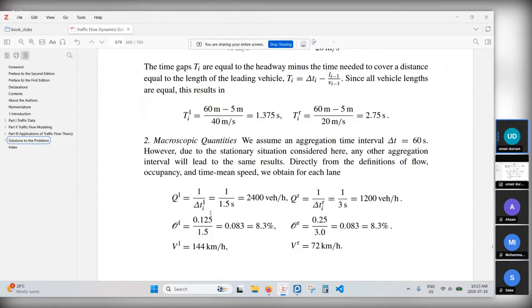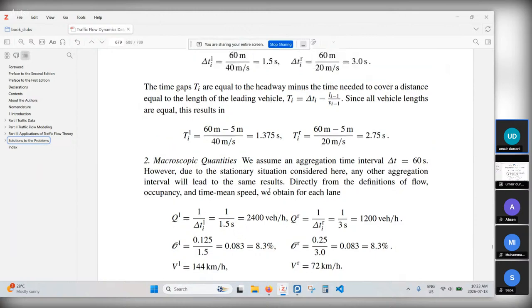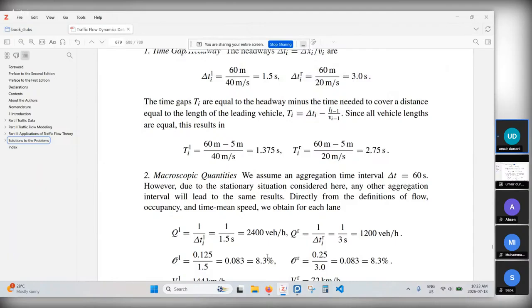So since all vehicles are moving at the same speed, the average time headway is also going to be the same, which is 1.5 seconds, which we estimated in the previous answer. So we use that and we get 2,400 vehicles per hour in the left lane and only 1,200 vehicles per hour in the right lane. And that's because vehicles in the right lane are slower, so the flow is also smaller.